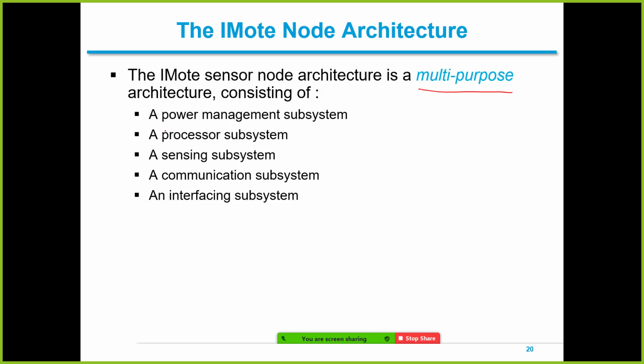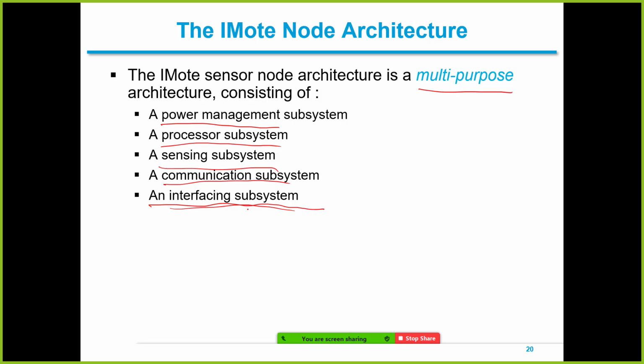The power management, this is usual. Processor subsystem, sensing subsystem, communication subsystem, interfacing subsystem. You can see the first four subsystems are common for any kind of wireless sensors. The last one, the interfacing subsystem, is kind of new.